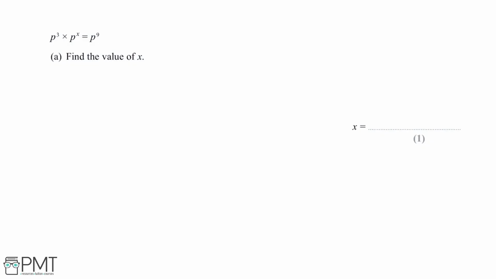P to the power of 3 multiplied by P to the power of x equals P to the power of 9. Find the value of x. So for this question we need to know the algebraic principle that something to the power of x multiplied by the same thing to the power of y will be equal to that number to the power of x plus y. So we can apply this principle to this question. So if we use this rule, this means that P to the power of 3 multiplied by P to the power of x will give us an answer of P to the power of 3 plus x.